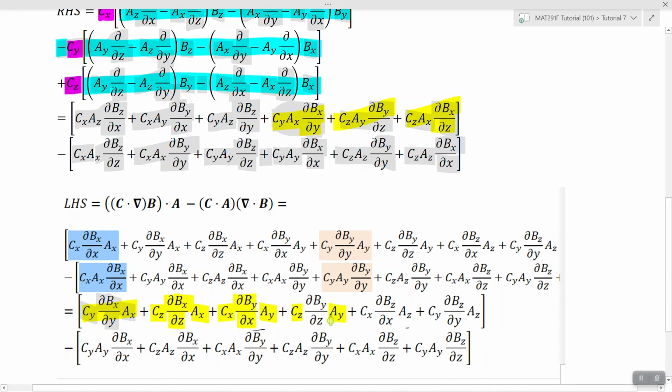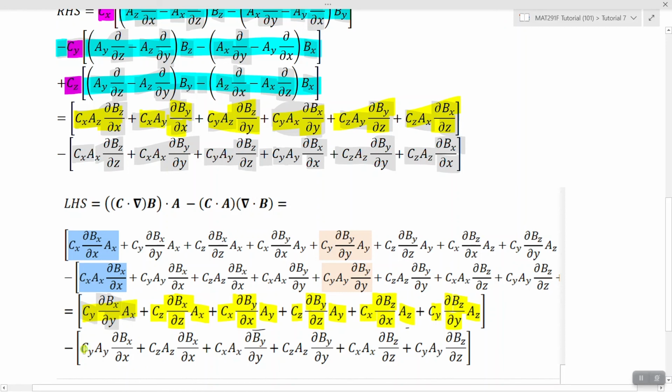cz, ay, partial z, by. Oh, sorry, this is that. So what is this then? Sorry, this was right here. And then we have cx, az, partial x, bz. cy, az, partial y, bz. So this is all for the plus.